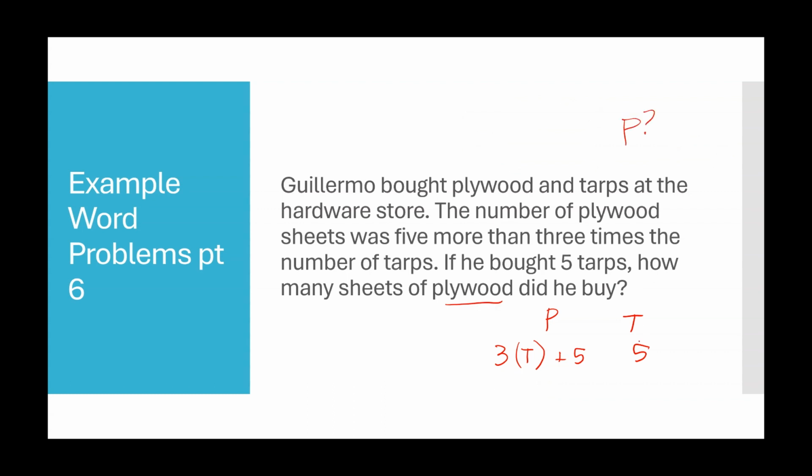So if the number of tarps was 5, I can just kind of plop that right into this equation, right? It's 5 more than 3 times this. So 3 times our 5 tarps is 15. And I know it was 5 more than that. So it was 20. The number of plywood sheets he bought was 20 if he bought 5 tarps.